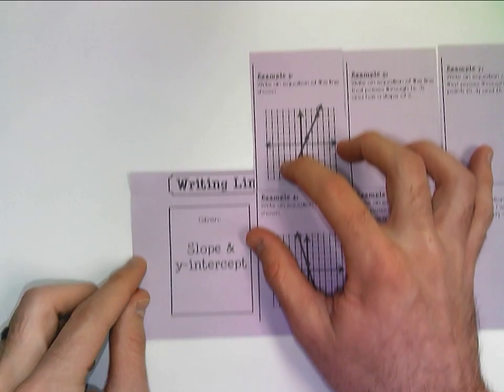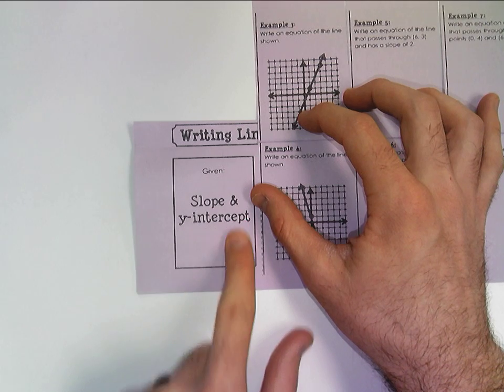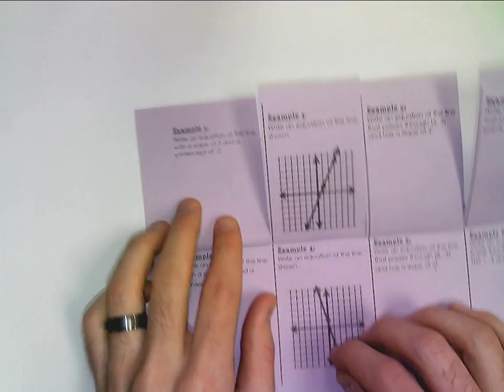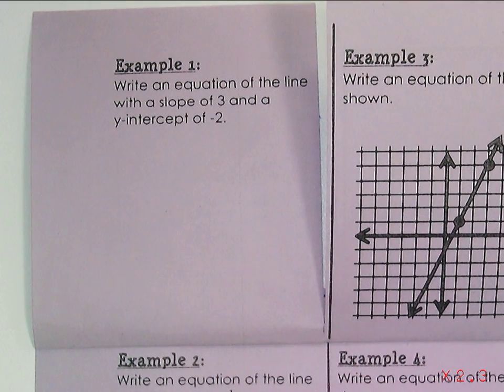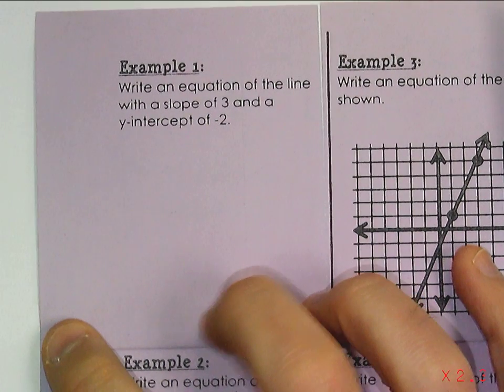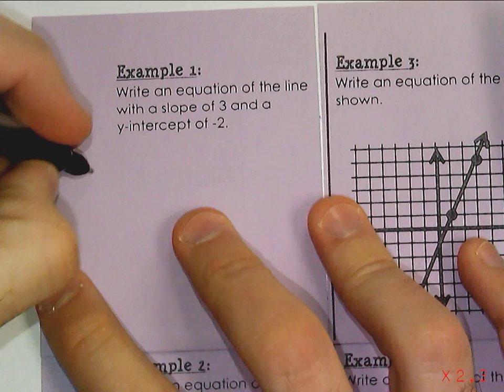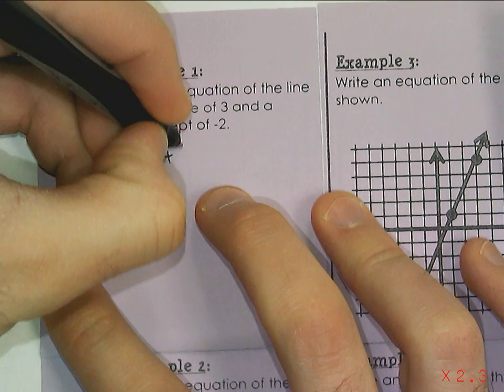And the first thing we're looking at is writing linear equations in slope-intercept form when we're given the slope and the y-intercept. Just zoom in here real quick. Alright, so what it tells us here is write an equation of the line with a slope of 3 and a y-intercept of -2. Now, at this point, you should probably know what slope-intercept form is, or the general form of it. Remember, that's y equals mx plus b.